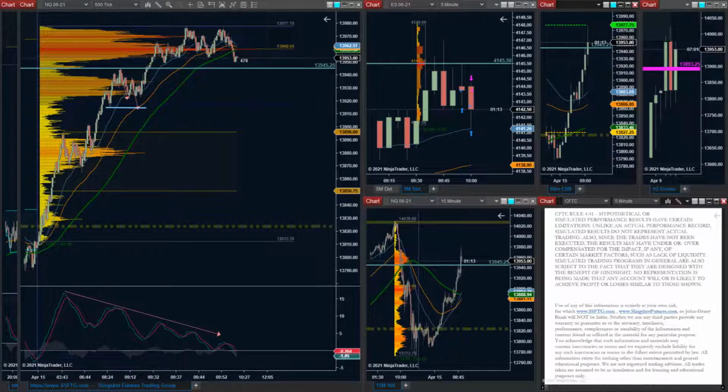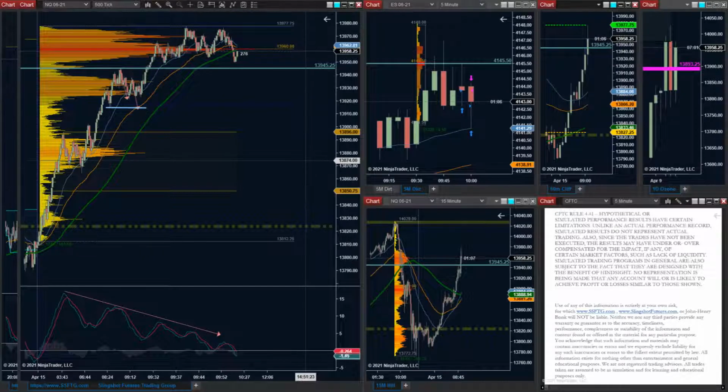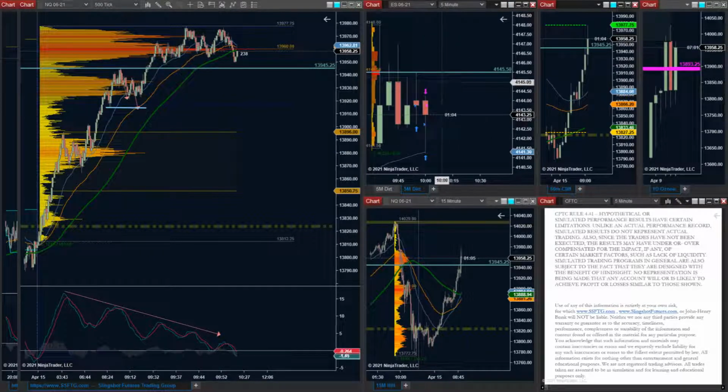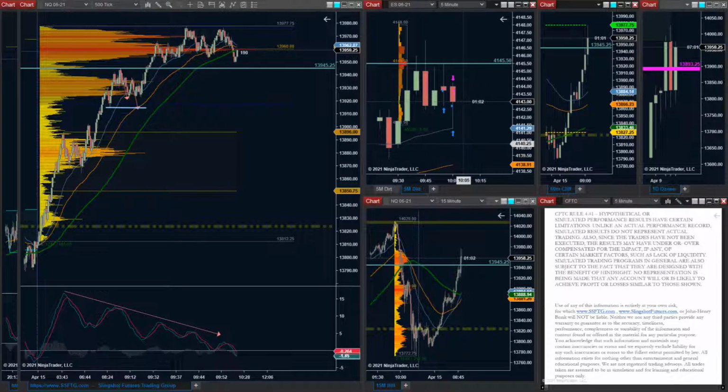Price is back underneath volume at 13,960. We still have not tested 945 quarter volume. No pullback on crude. S&P's not doing anything. We're not even close to a zone of interest on the S&P.